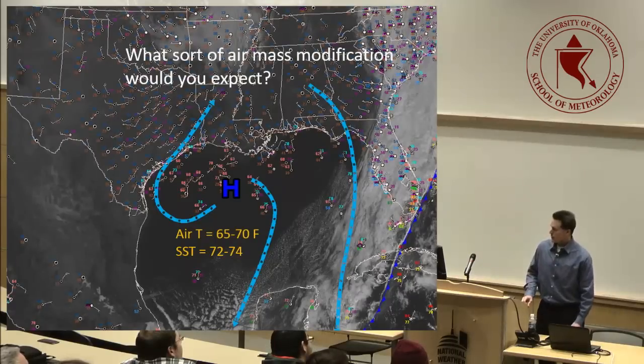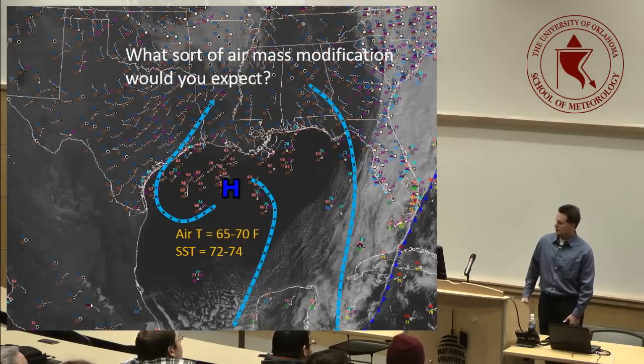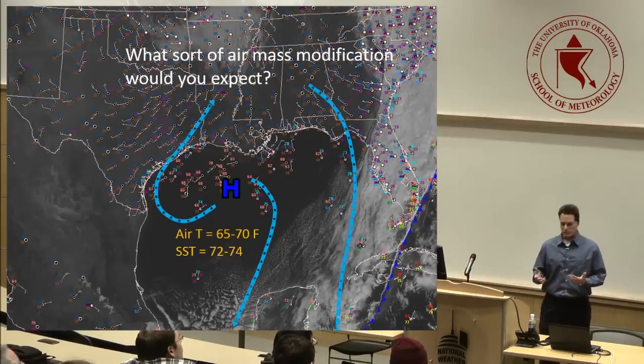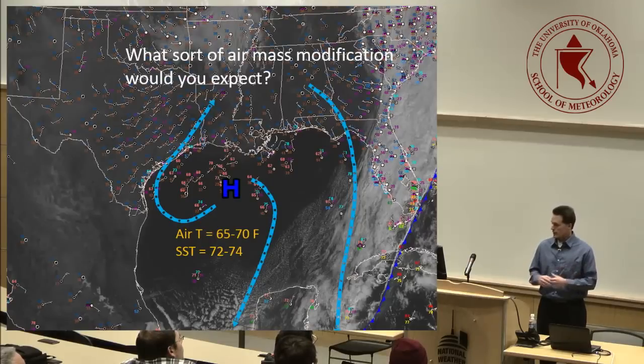All right. Now this is one I'm not going to ask you to answer. I just want you to sort of think about it based on what we've been talking about here. This is something we can talk about in the break if anybody's interested. Think about what kind of air mass modification you would expect in this scenario. What I've done in the orange is I've highlighted the air temperatures are in the 65 to 70 range, and the sea surface temperatures, central and southern Gulf, 72 to 74.